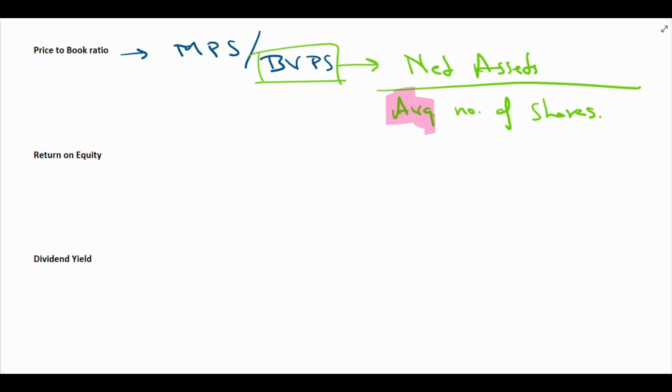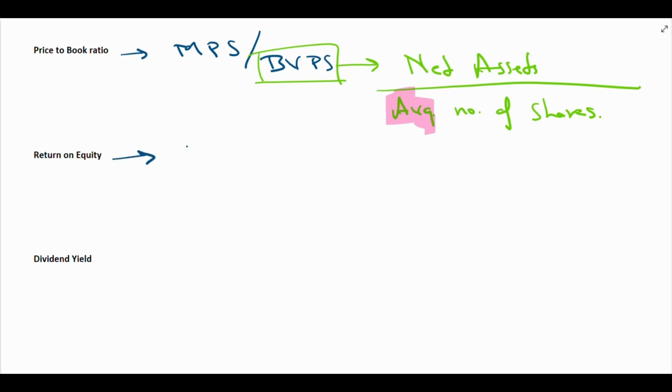Now, for every dollar in the net assets of the company, how much is the market ready to invest? Because the market believes that the company has a brighter future, and hence they're ready to put in that much money. Now, again, this ratio should not be used in isolation, rather it needs to be benchmarked against competitors and the previous year performances. Okay. Coming to the next one, return on equity.